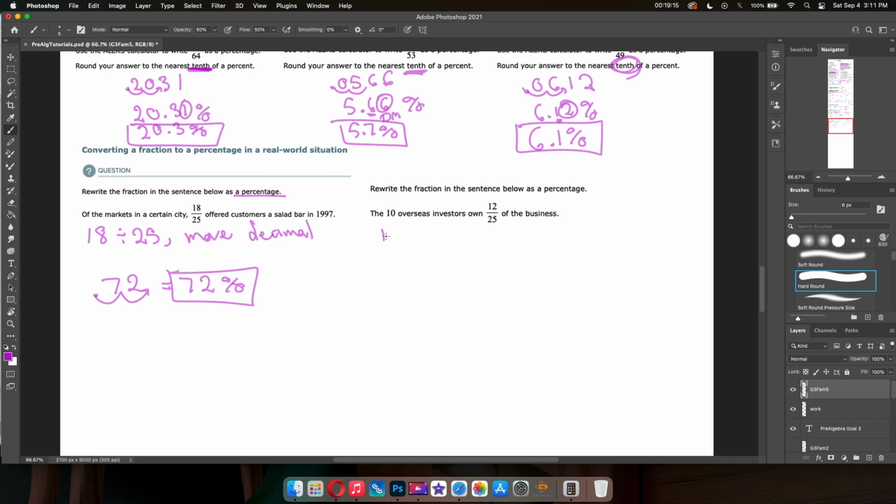Then we do it again. 12 divided by 25. That's going to get me 0.48. I don't need my calculator for that. I move the decimal over 1, 2 spaces, and then that's going to get me 48%, and that will be our final answer.